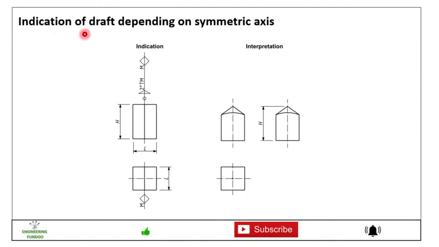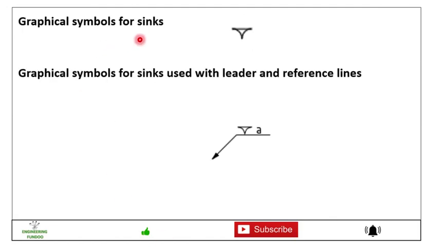Friends, then we have indication of draft depending on the symmetric axis. Here you can see 2 degree, and this is the partition line, and here you can see the dimension. This is how the interpretation is. Here it is on symmetric axis, it is considered 2 degrees. So this is how it is to be interpreted, and this is how it is to be indicated on the drawing.